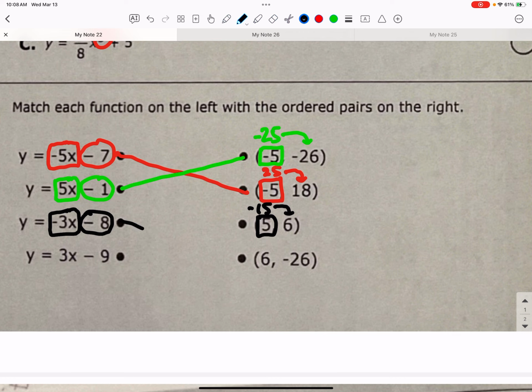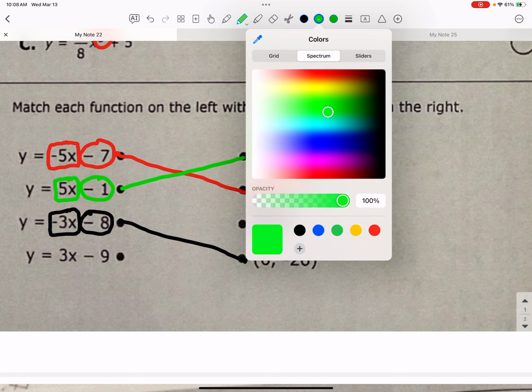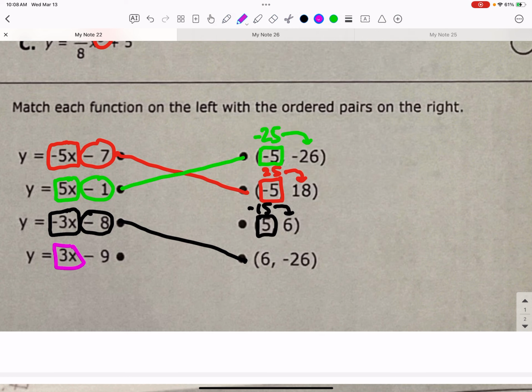Okay, so this one must be, by process of elimination, this one, which leaves me, we'll do a different color, this one, 3 times minus 9. So let's see. This must be 3 times minus 9. 3 times 5 is 15, minus 9 is 6. Yeah, it's that one. Okay, so there we go.